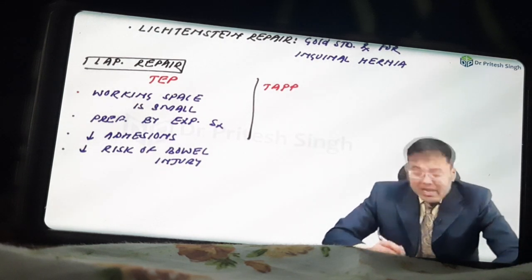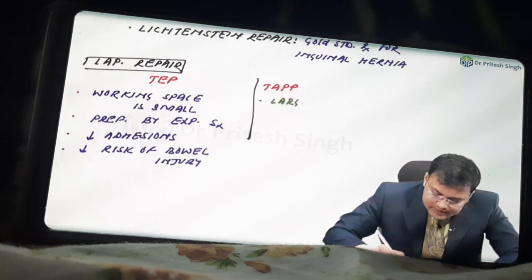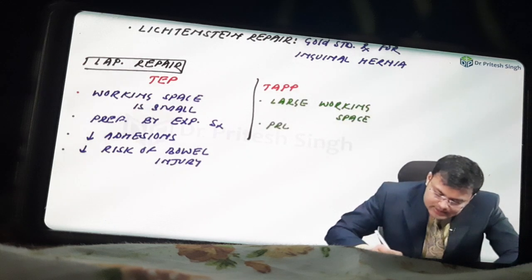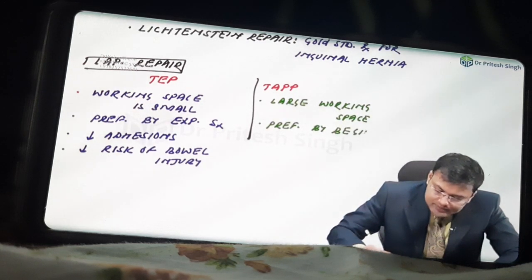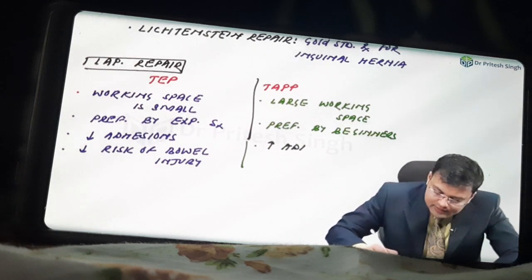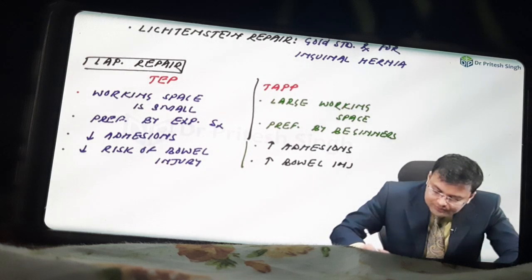TAPP, working space is large. And when there is large working space, it is preferred by beginners. But what is the disadvantage here? The disadvantage is that here there is increased risk of adhesions and there is increased risk of bowel injury.